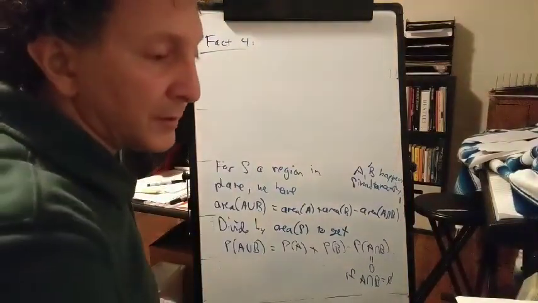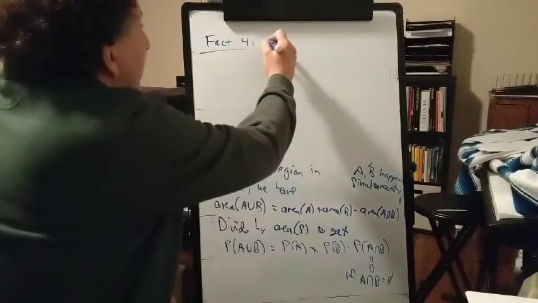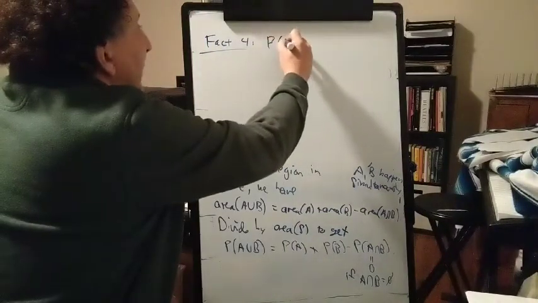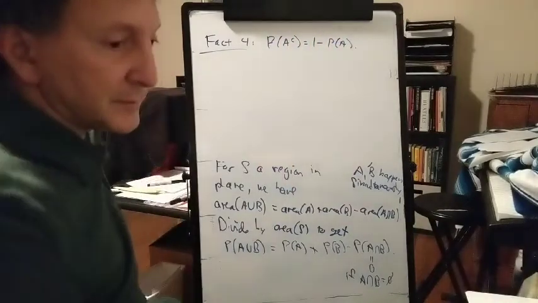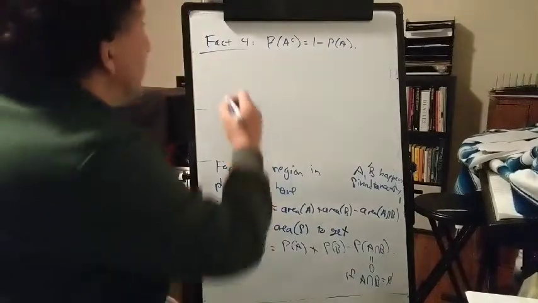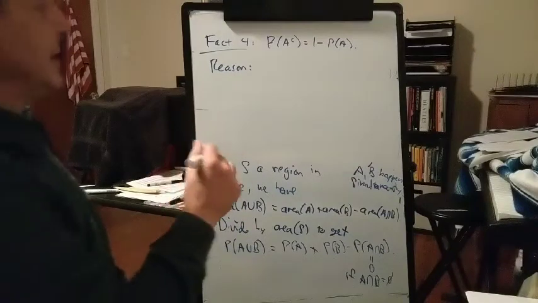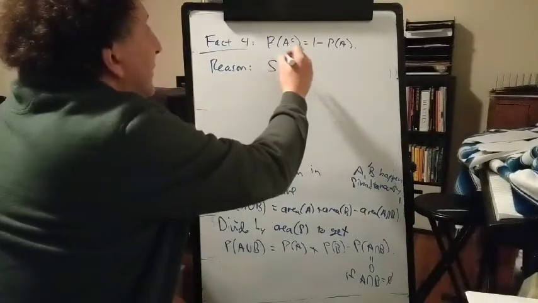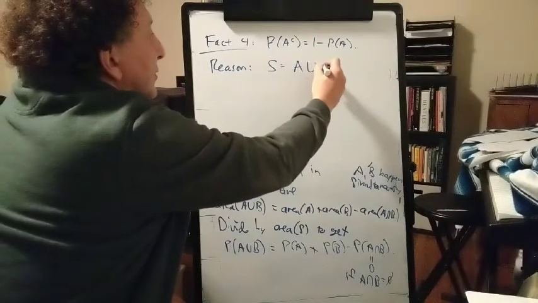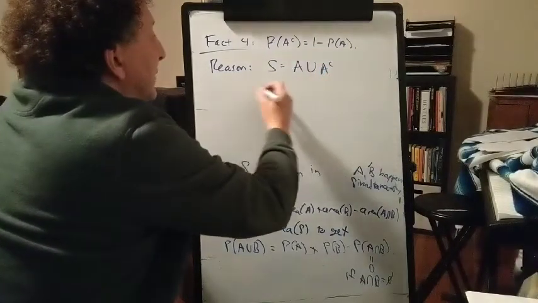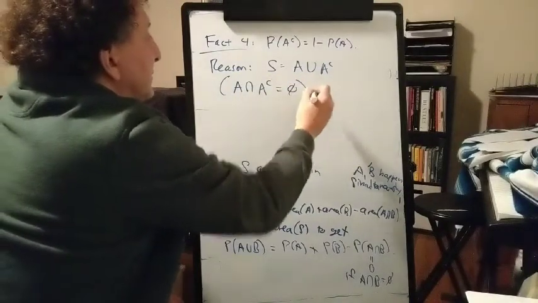All right, fact 4. The probability of A complement is 1 minus probability of A. And the reason is, whether S is finite or not, the whole point of A complement is that S is A union A complement, and A intersect A complement is the empty set.